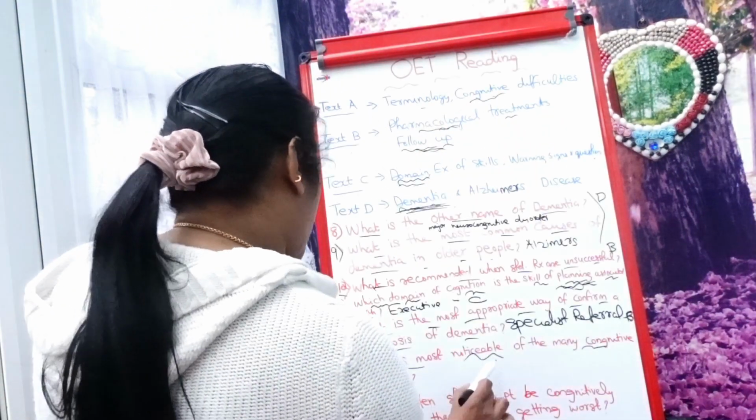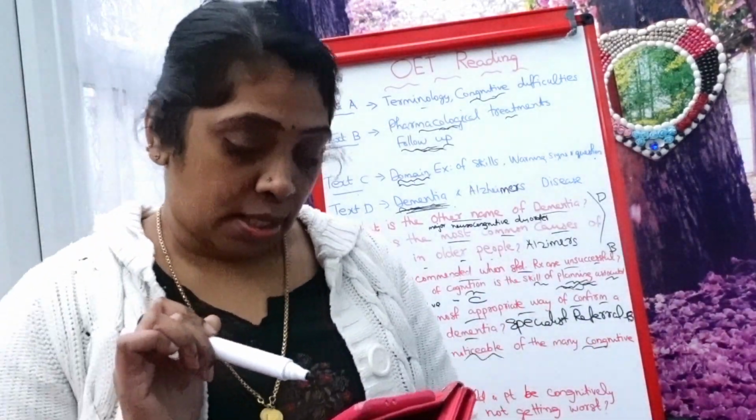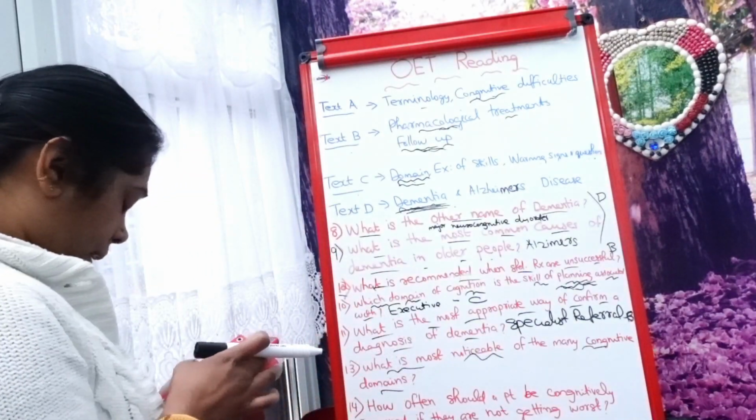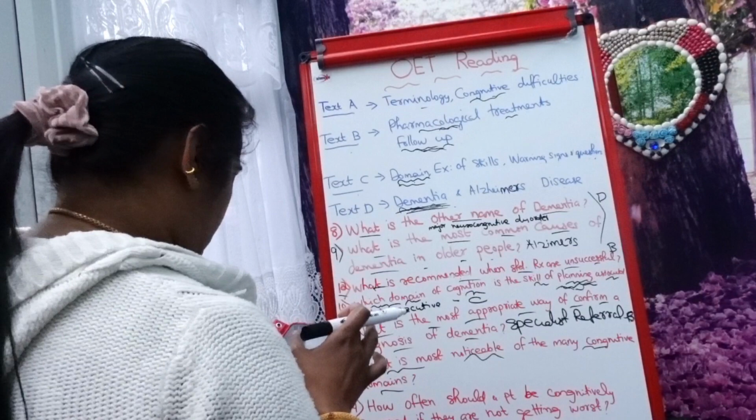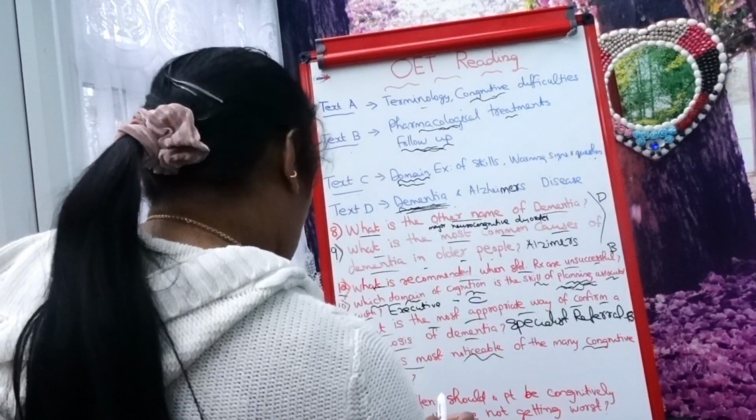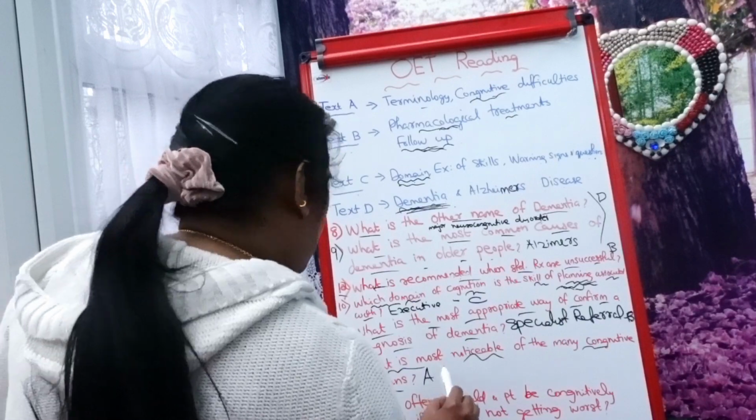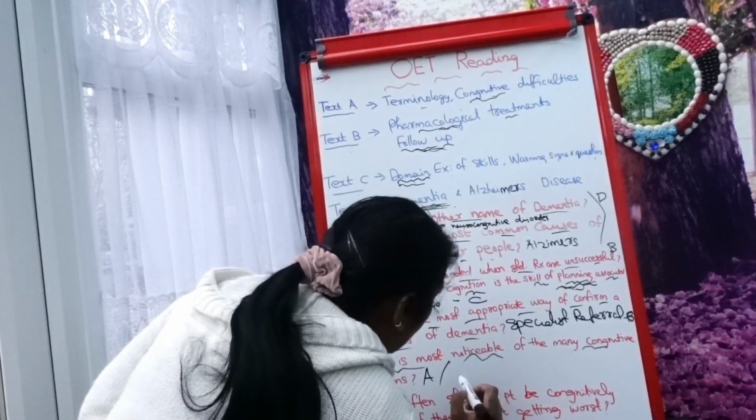What is the most noticeable of the many? In that it says, while concerns about memory problems are common, when patients come with a memory problem, they should be referred for difficulties in a number of possible cognitive domains, although learning and memory is often the most salient of these domains. Learning and memory. Okay, so what's the answer? That is in A. Learning and memory.